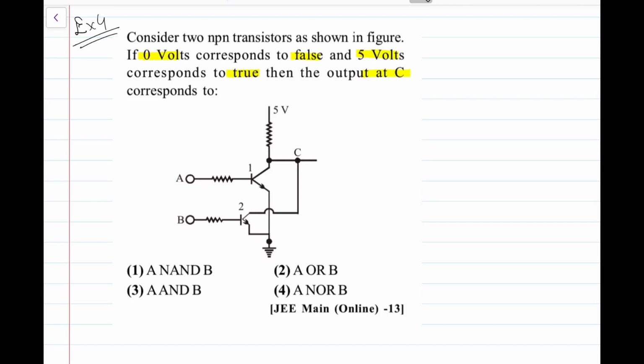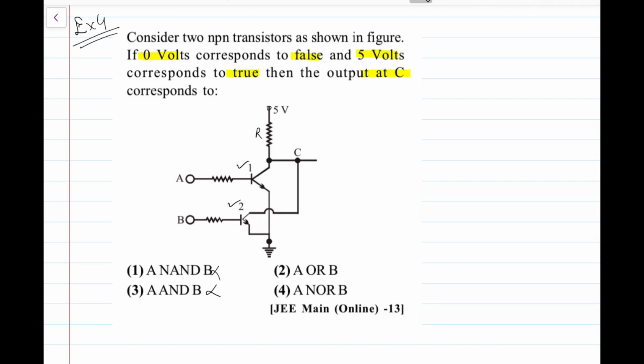Just look at this figure. There are two paths for the current to flow through this resistor. One is via this one, which is acting as a switch, or via switch 2. You can make out that switch 1 and switch 2 are independent, that is, they are in parallel. So whenever the connection is in parallel, it will either be OR or NOR, so I can reject AND and NAND. Now whether it is OR or NOR, just check.